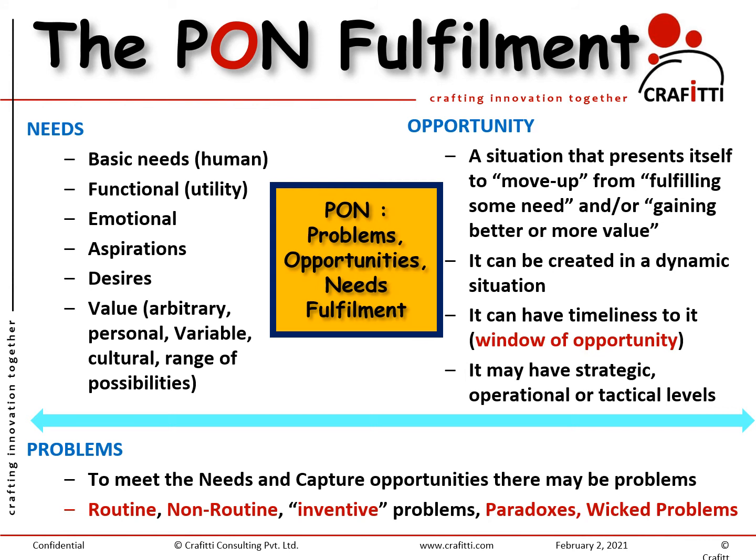Now, once we have looked clearly at these needs and opportunities from the pin change that we have talked about, we will have the next step of defining how to meet these needs and capture these opportunities. There may be something called problems, hindrances to achieving those, right? Further, those problems may be routine, non-routine, inventive, paradoxes, or, as nowadays people are talking about, a wicked problem also.